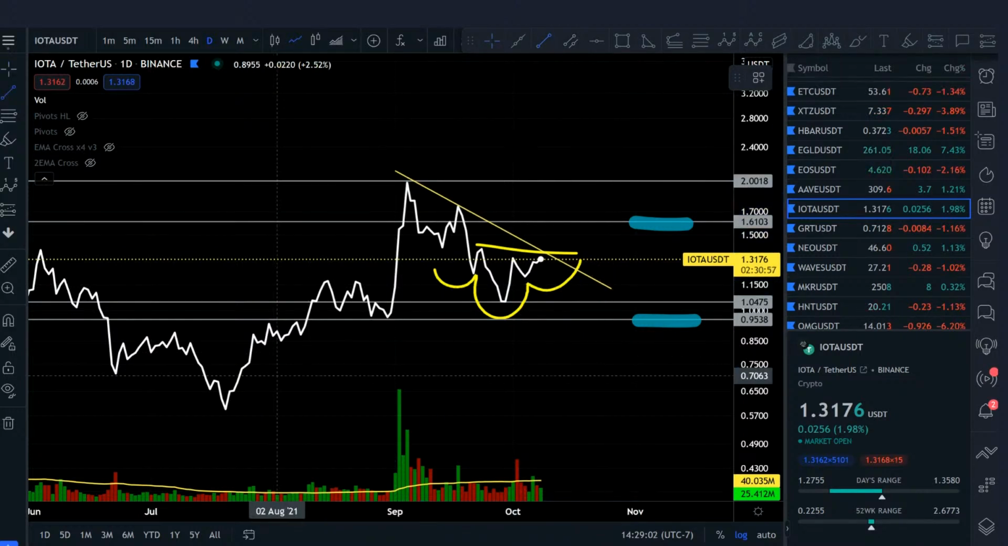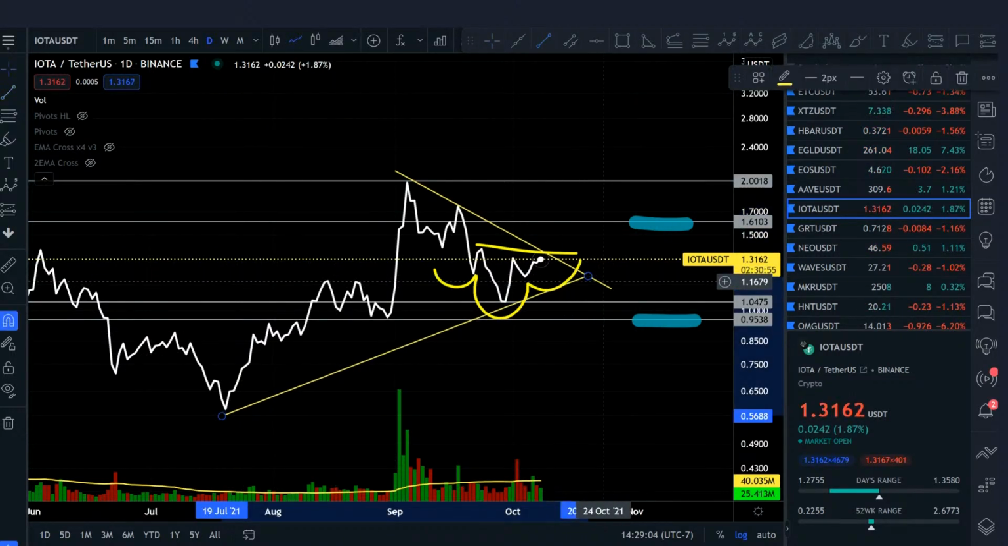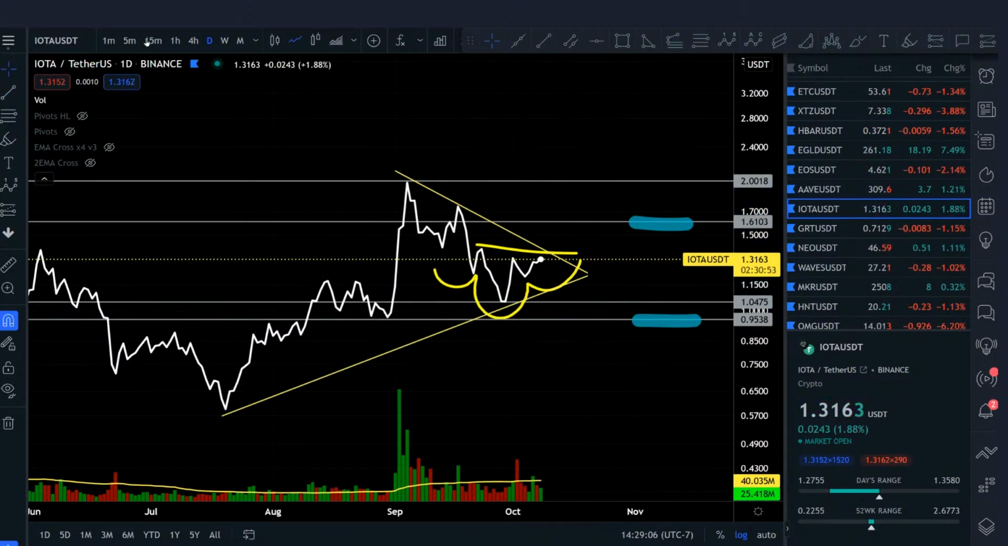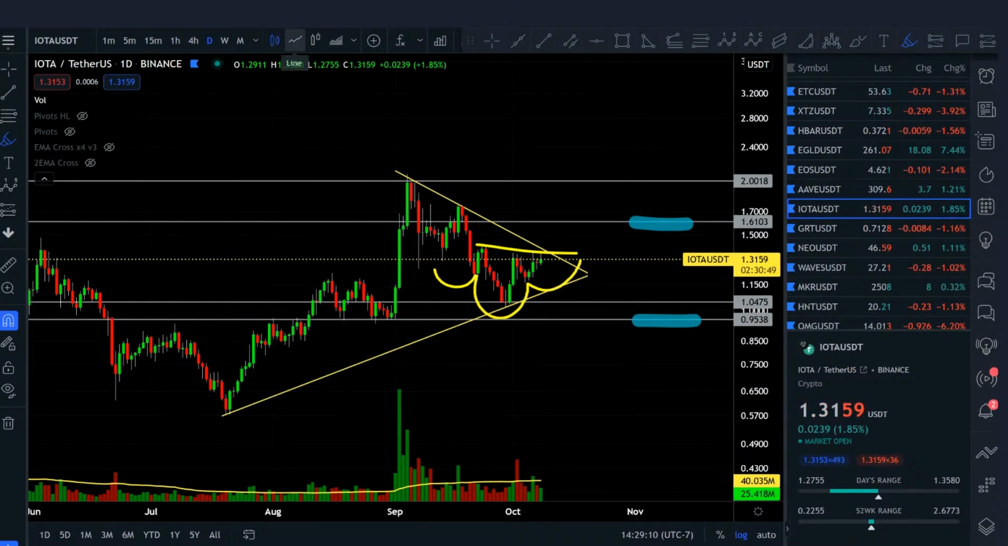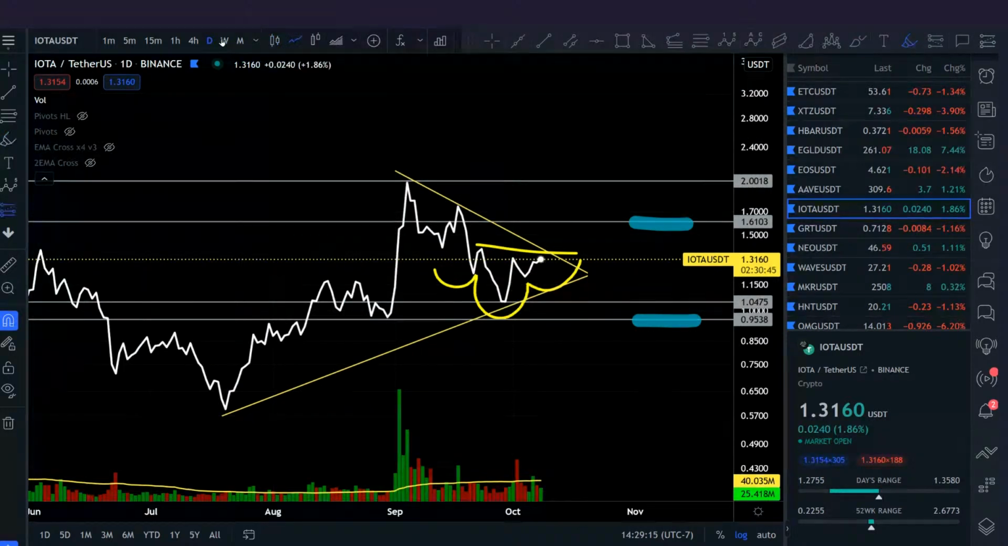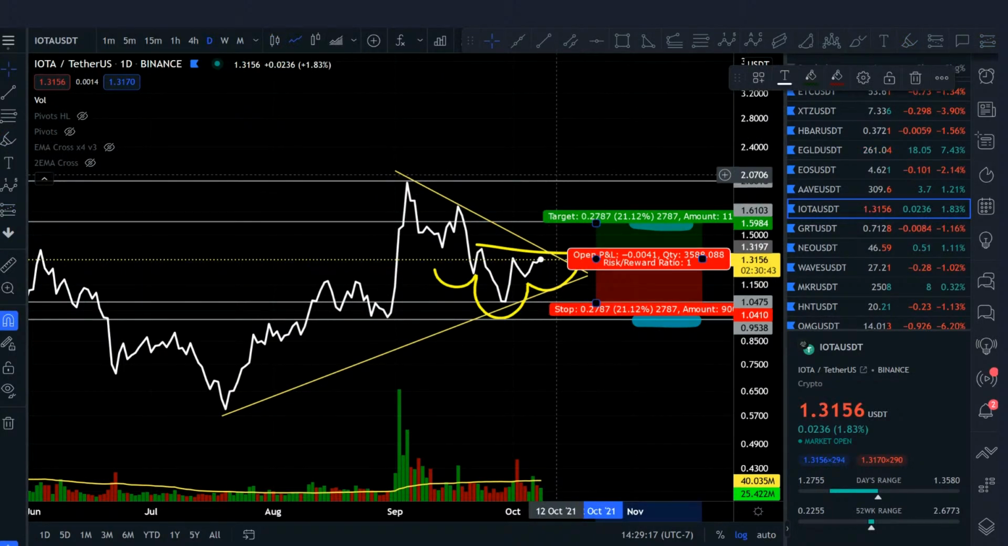We are stuck at the resistance though. That's why I'm not super excited about it right now. I'm talking about this resistance right here. But IOTA has its own little baby setup going on right now. Interesting. So maybe IOTA. How to play IOTA, possible for educational reasons.